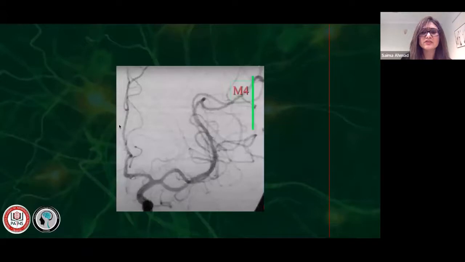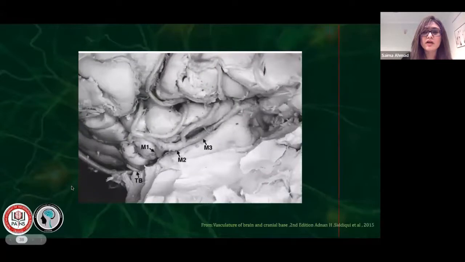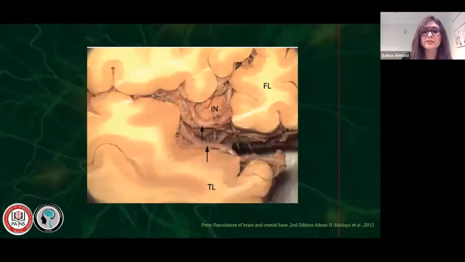So I just came to know that this is the early bifurcation of the M2 segment. Any bifurcation of the M2 which occurs at less than 10 mm is called an early bifurcation. Again, the branching of the MCA segments in the specimen. And this is the deep dissection of the sylvian fissure to show you the same relationships. This is the frontal lobe, temporal lobe, and this is the insula.